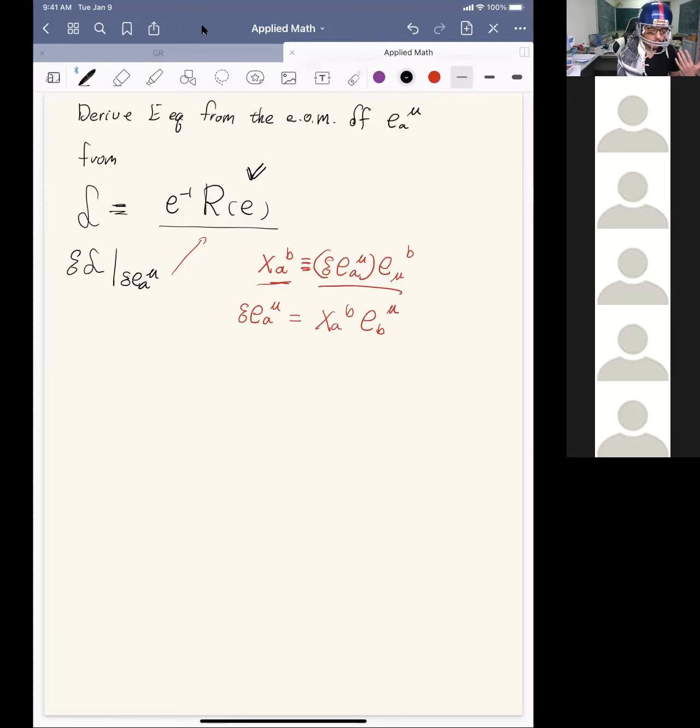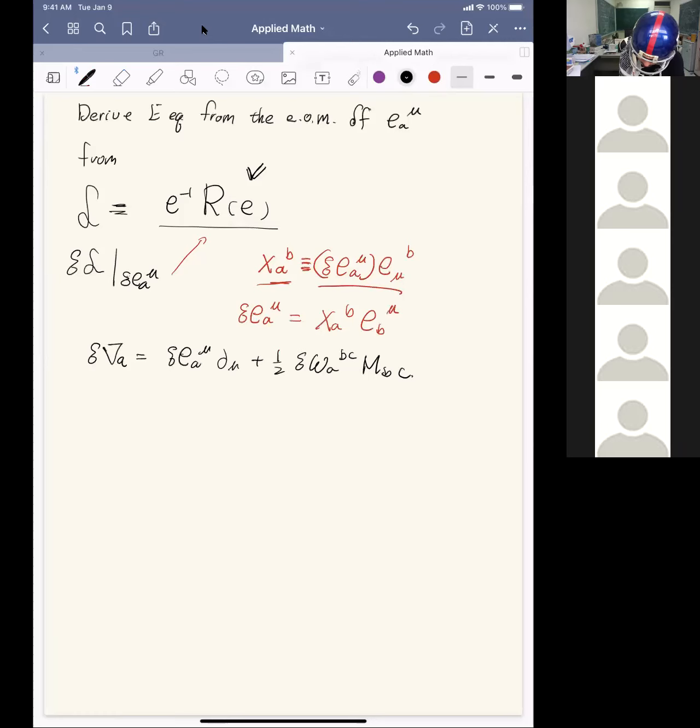Since my Ricci scalar is defined from the Riemann tensor, I should first derive the variation of the Riemann tensor. And since the Riemann tensor is defined with respect to the covariant derivative, I want to derive the variation of the covariant derivative. So let's do the variation of the covariant derivative, which of course involves e^a_μ ∂_μ plus 1/2 the variation of the spin connection ω_μ^bc and M_bc.